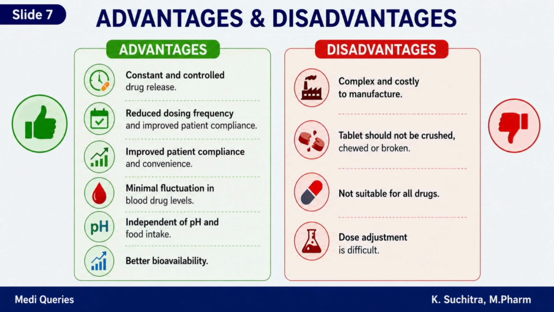Okay, so let us see the advantages and disadvantages of this dosage form. Osmotic pump systems offer many advantages. They provide a constant rate of drug release, reducing the fluctuations in the blood drug levels, and patients need fewer doses, improving compliance. The drug release is largely unaffected by food or pH, making the therapy more reliable. And these systems also reduce side effects caused by sudden drug release.